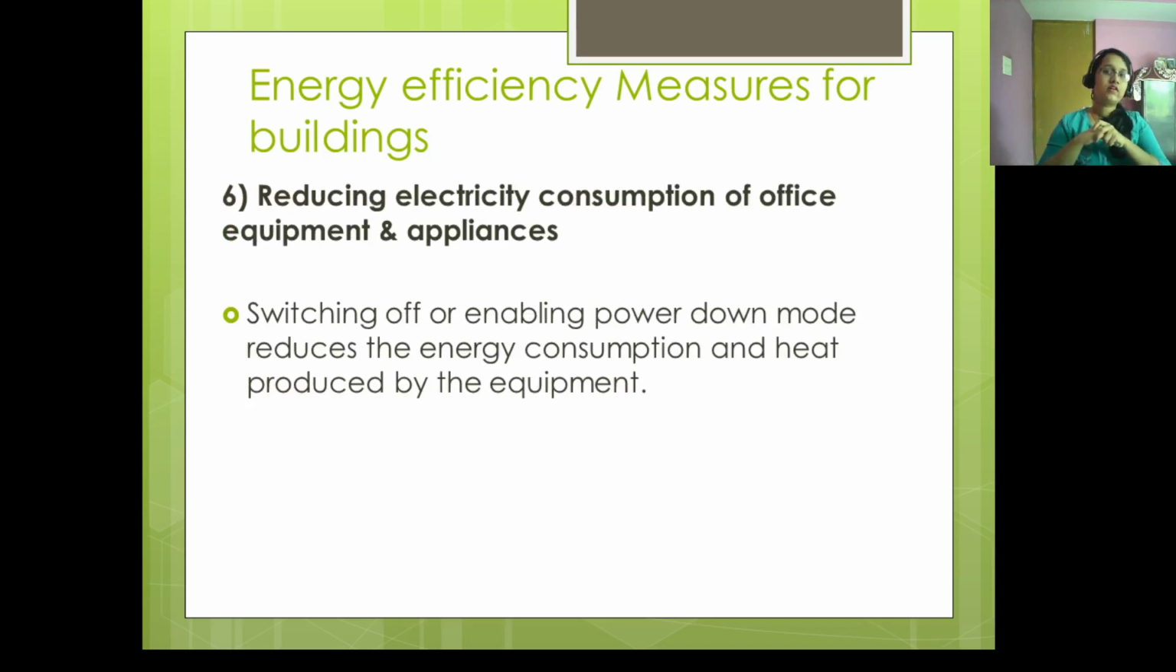Next is reducing the electricity consumption of office equipment and appliances. So the typical measures, as I told you, will be switching off or enabling the power down mode, which will reduce the energy consumption and the heat produced by the equipment.